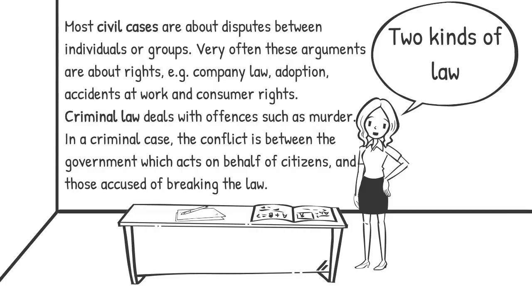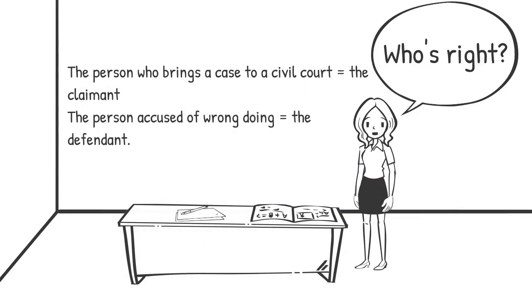In a criminal case, the conflict is between the government, which acts on behalf of citizens, and those accused of breaking the law. The person who brings a case to a civil court is called the claimant. The person accused of wrongdoing is called the defendant. In some civil cases, the claimant sets out to sue the defendant. If the claimant wins, the defendant will have to give the claimant money, which is known as damages.